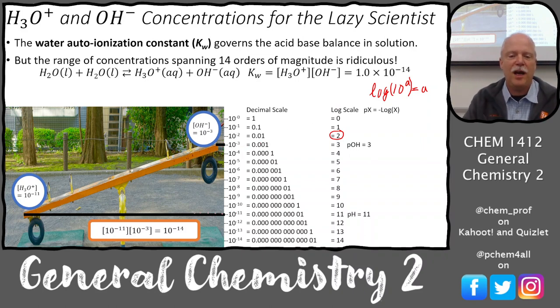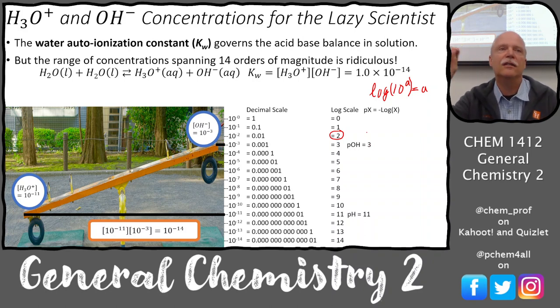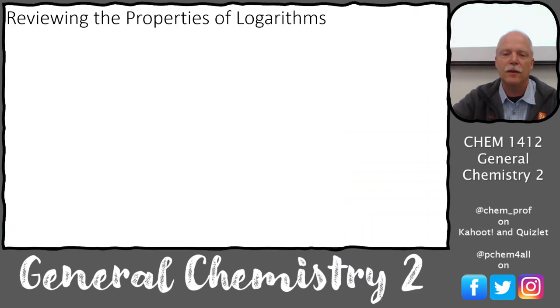So if this 10 to the minus 11 is the hydronium ion concentration, then the pH is 11, okay? Up here, the hydroxide ion concentration is 10 to the negative 3, so the pOH, the minus log of the hydroxide ion concentration, is 3. That's just super convenient for us. And so we can write down easily memorable numbers like 4.5 and 9.2 and so on, as opposed to always trying to write times 10 to the. We just get rid of that and just write the exponent.